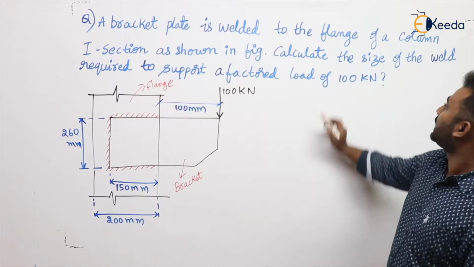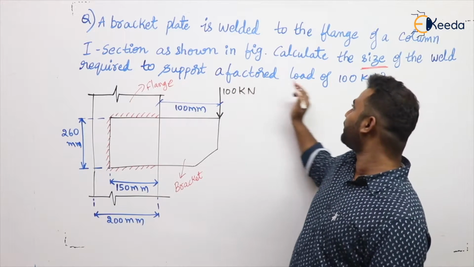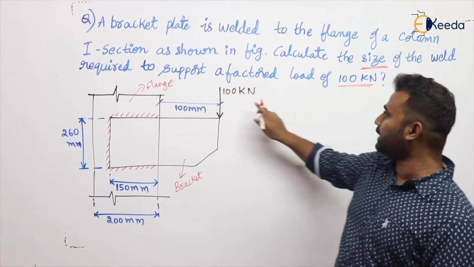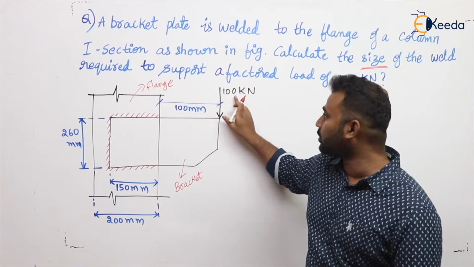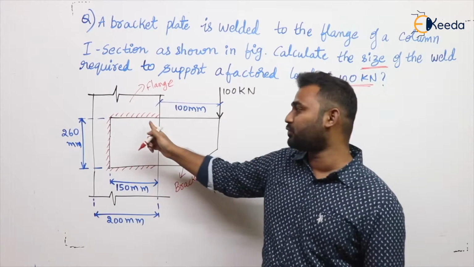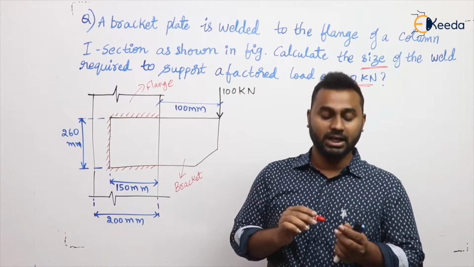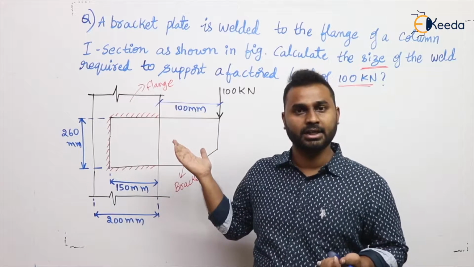Now what is being asked? Calculate the size of the weld required to support a factored load of 100 kilonewton. So this is 100 kilonewton. To transfer this 100 kilonewton to the flange of the I section, we are asked to find the size of this weld. And this weld comes under which category? Basically, this is the eccentric welded connection, right?